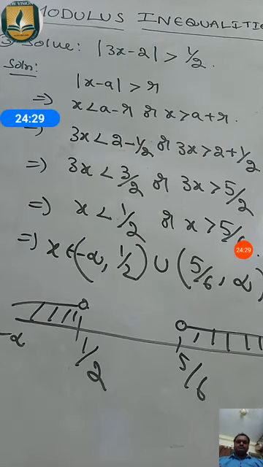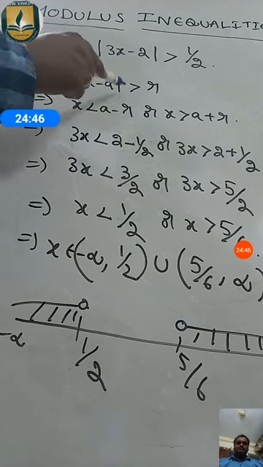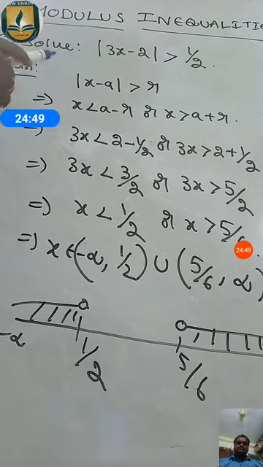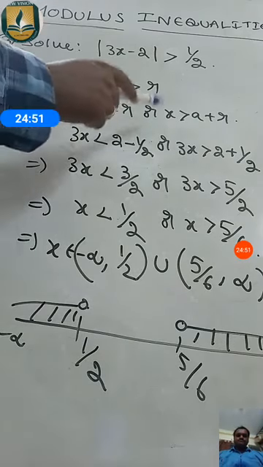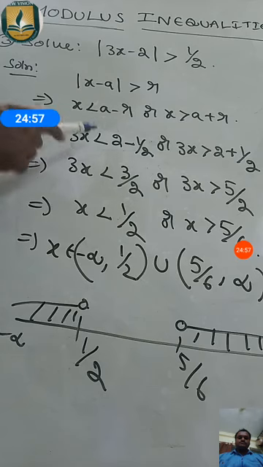Now the third problem: solve modulus of 3x minus 2 greater than 1 by 2. Same problem, but we are changing the inequality symbol, then you will understand clearly. Now we are going to use the result: modulus of x minus a greater than r means x less than a minus r or x greater than a plus r. Here in the place of x you have 3x, and a is 2, r is 1 by 2.